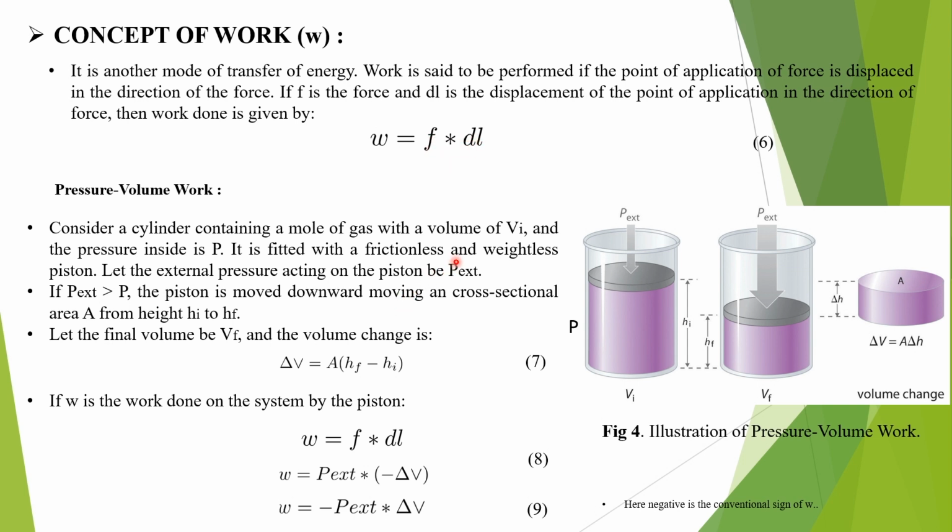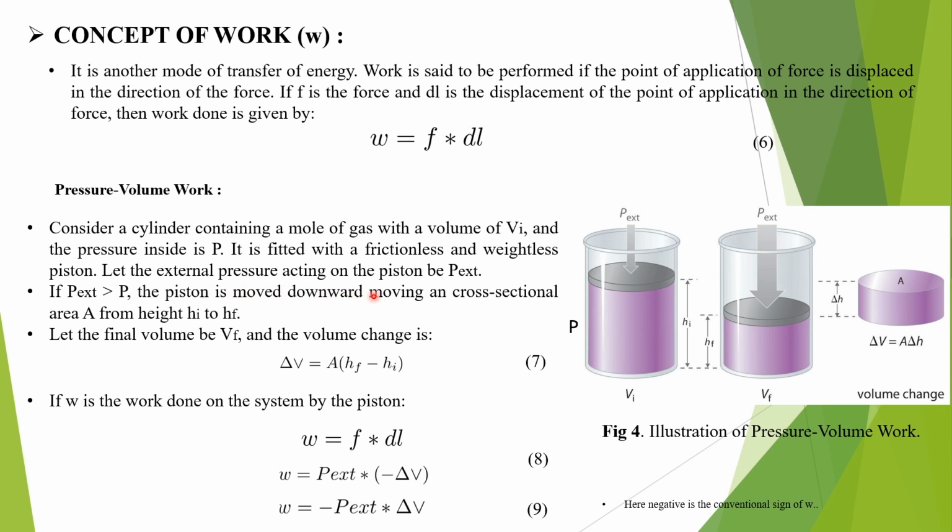So what is pressure volume work? We get pressure volume work when there is a change in volume. Consider a cylinder containing a mole of gas with a volume Vi, and the pressure inside is P. It is fitted with a frictionless, weightless piston. Let the external pressure acting on the piston be P external. Here is the initial volume of the gas, Vi, and if P external is greater than P internal, then the volume will decrease. This is the final volume, and the height will change from Hi to Hf, you can see. This is the change in height.